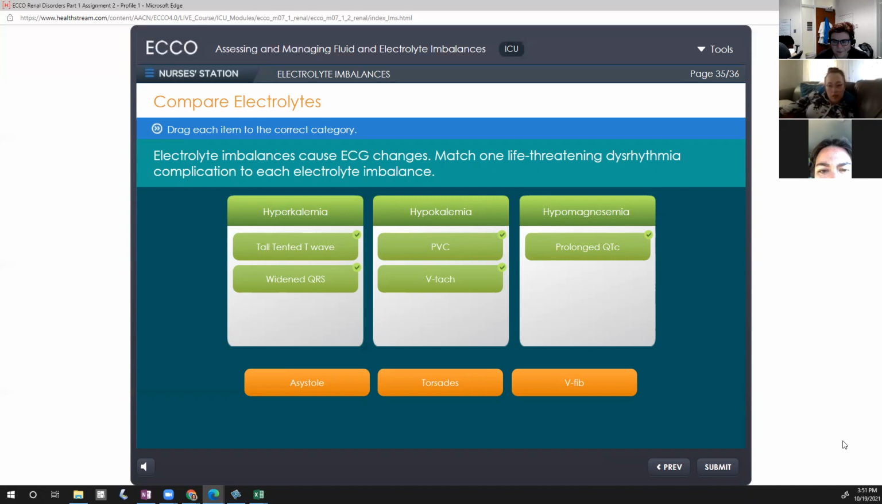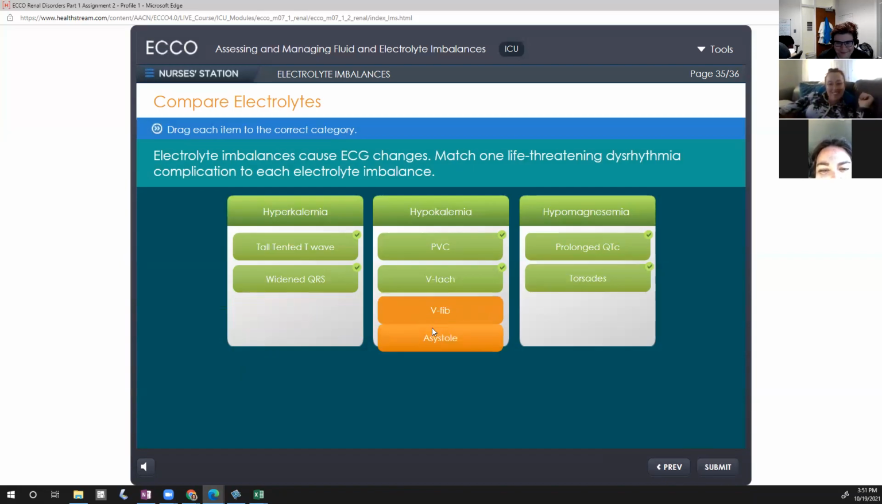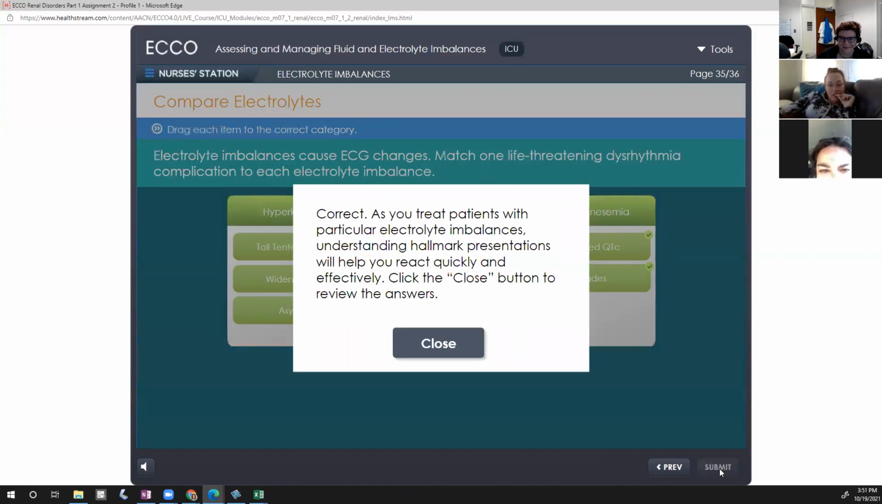Okay. So asystole would be hypokalemia. All righty. VFib is hyper. Where does torsades go? Mag. Not quite. So flip the VFib and asystole. You got it. Excellent.